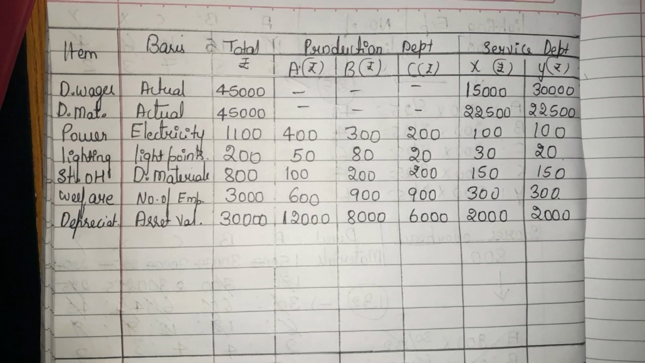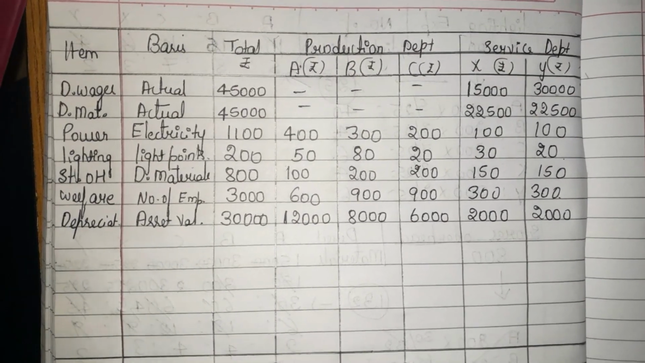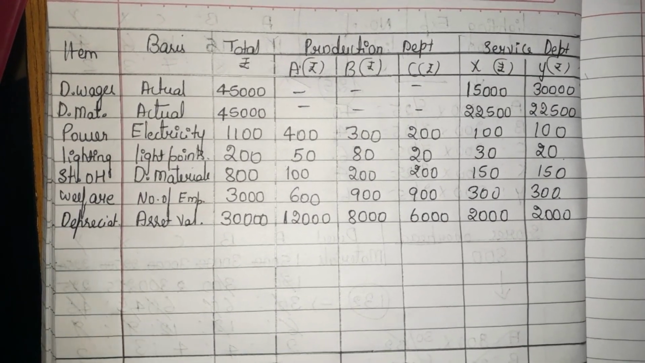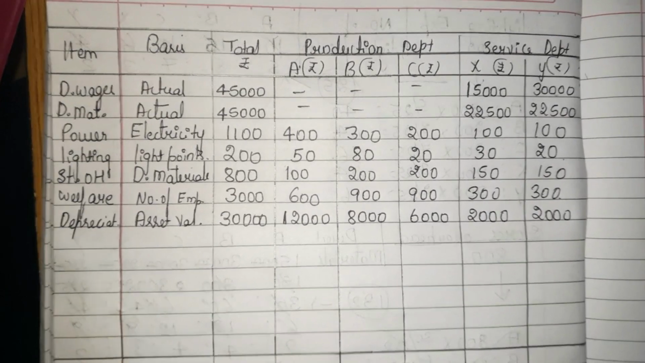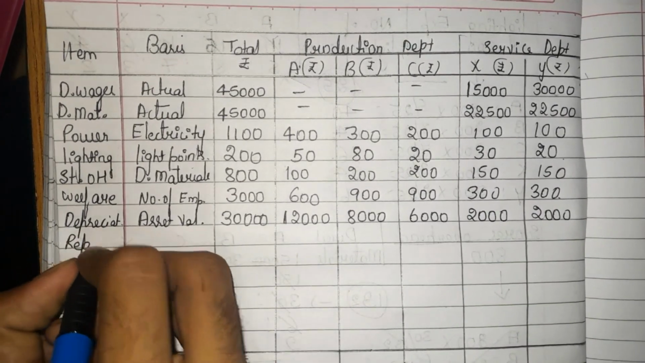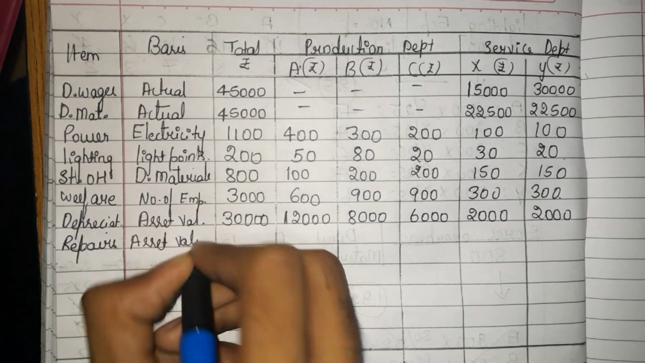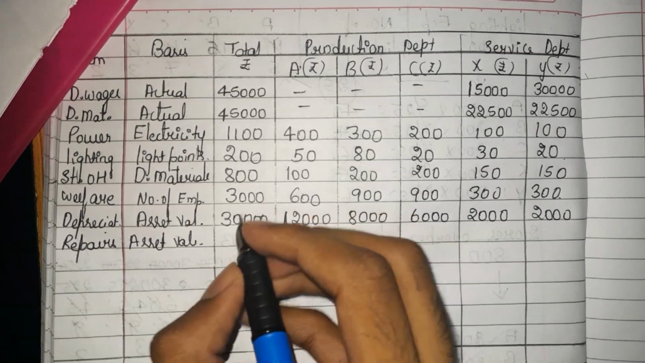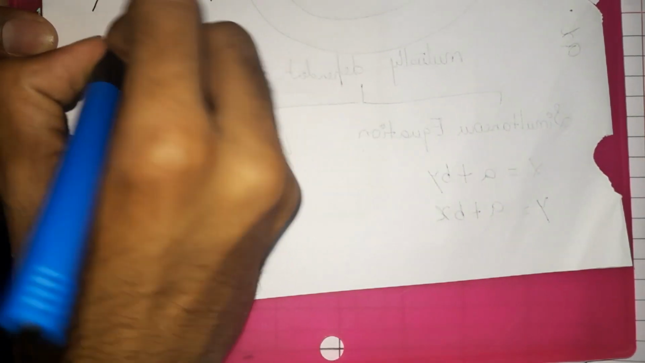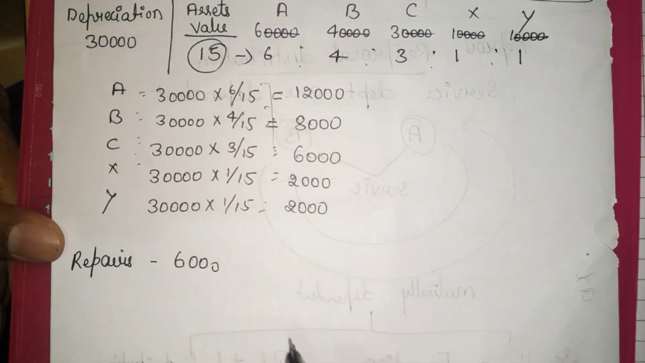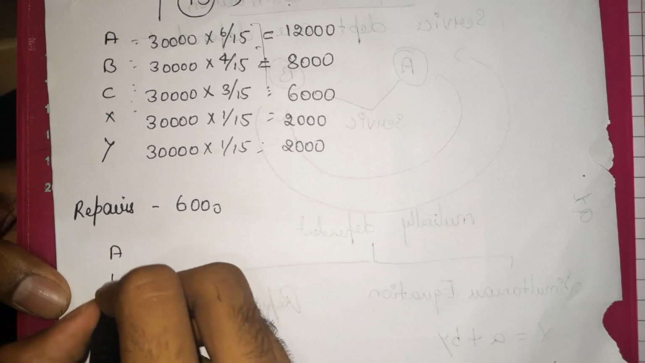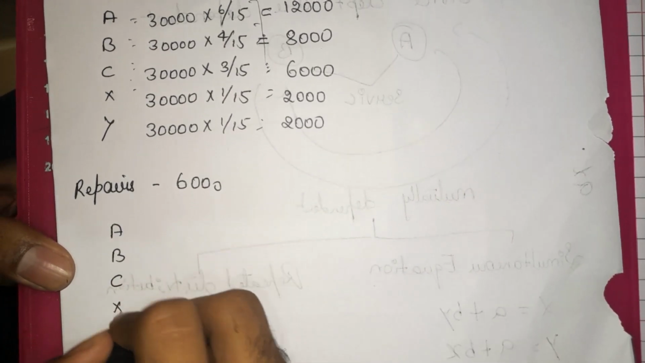Next expenses we are having, that is repairs. For what do we make repairs? For assets, machineries and all. So repairs are also on the basis of asset value only. Total repairs is 6,000. Here we have found the assets value ratio, and the same ratio we can use. So A, B, C, X and Y.